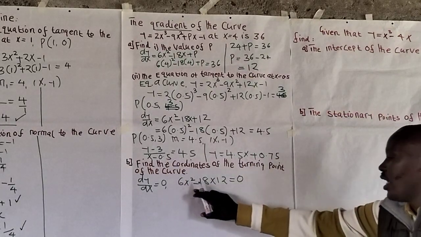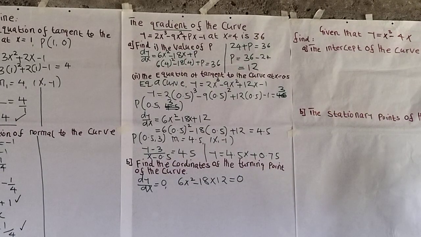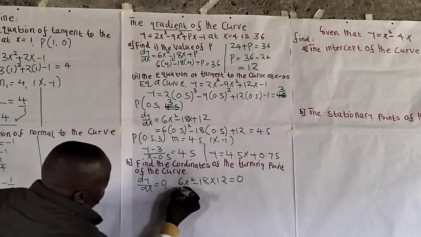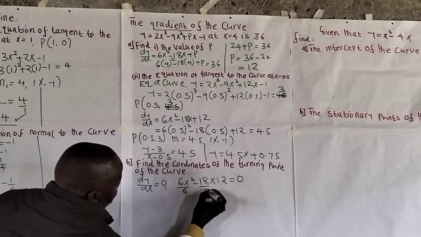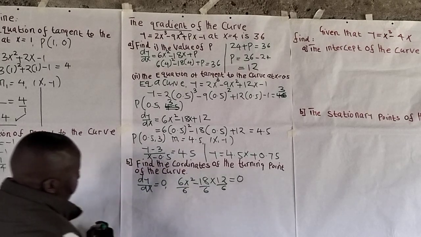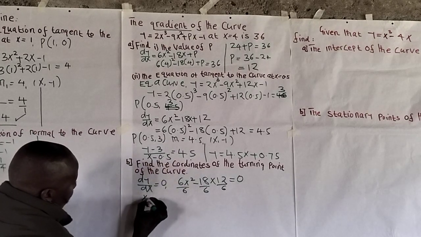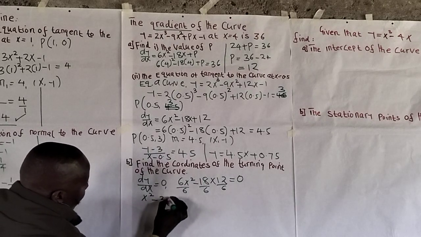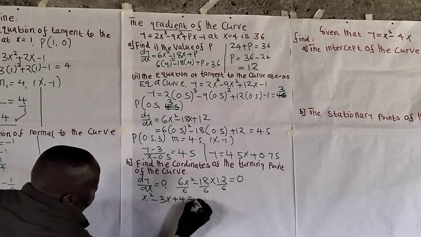But here now, if you are using the quadratic formula, you can simplify this one, because 6 can divide here. You can reduce this by 6, such that we now have this equation as x squared minus 3x plus 4 is equal to 0.